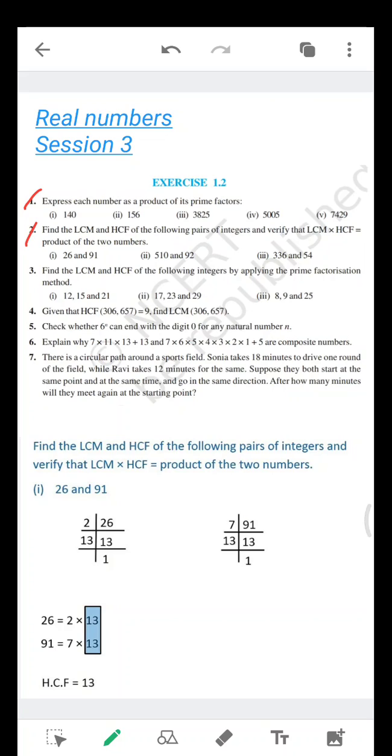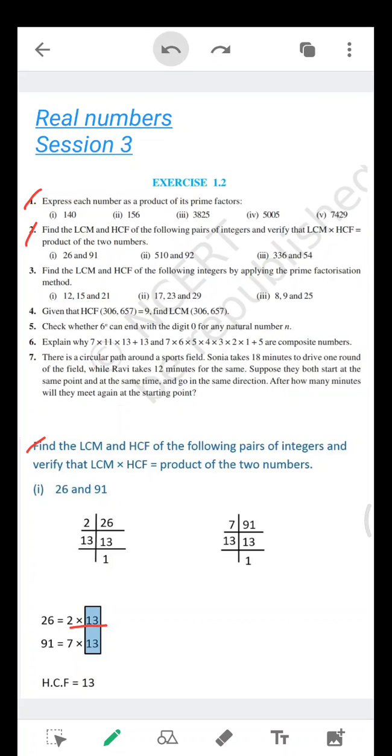Here I have taken question number 2. We'll find the LCM and HCF by prime factorization. First I'll find the prime factors of 26 and the prime factors of 91, like we have done for the first question. So 2 13s are 26, and 13 1s are 13. So the prime factors of 26 are 2 into 13. For 91, I can divide it by 7, 13 times, then 13 1s. So the prime factors of 91 are 7 and 13.